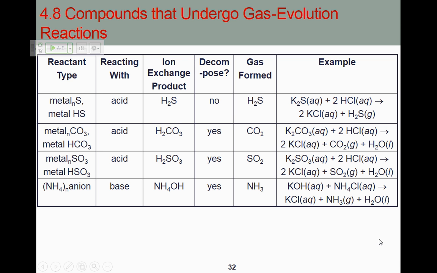The only one that's not reacting with acid is when we have the ammonium ion, NH4+, and we react it with the base, we're going to form ammonium hydroxide, and that's going to decompose in water to form NH3 gas and H2O. So that's the only one that you need to know that's reacting with a base. Everything else is when reacting with acid. If it's not reacting with acid, you don't have to worry about the gas formation.